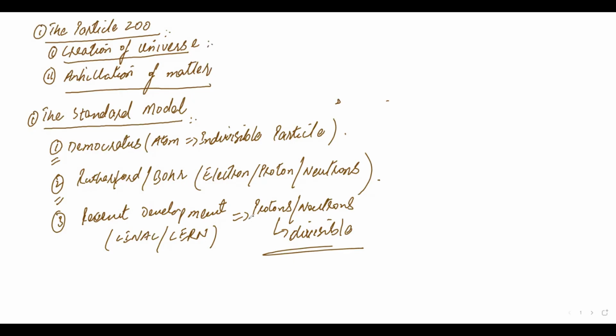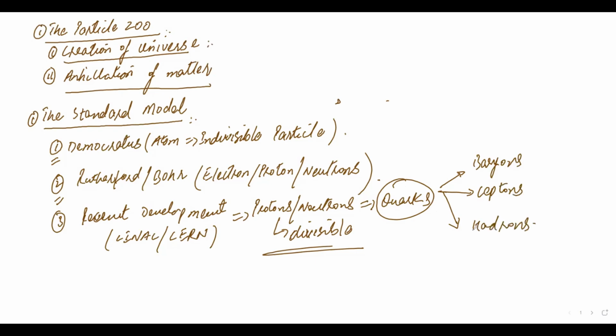They're also divisible. And how are they divisible? Protons and neutrons are made up of quarks. Got it? They are made up of quarks, and quarks make up different series of particles like baryons. We're going to talk about the baryons, the leptons, and the hadrons as well, right?